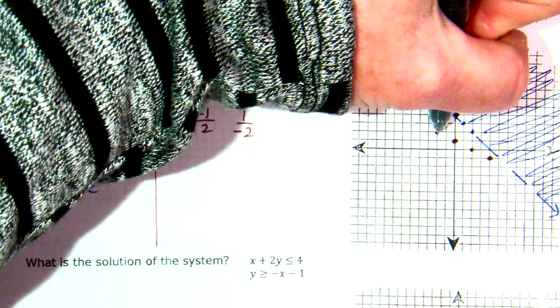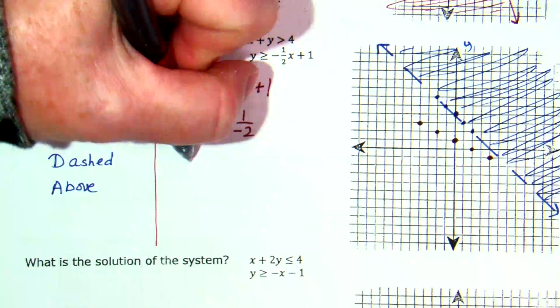What would you like to do? You want a solid line. Why is Caden saying solid? Because it's equal to. Good. So, plain old normal everyday solid line.